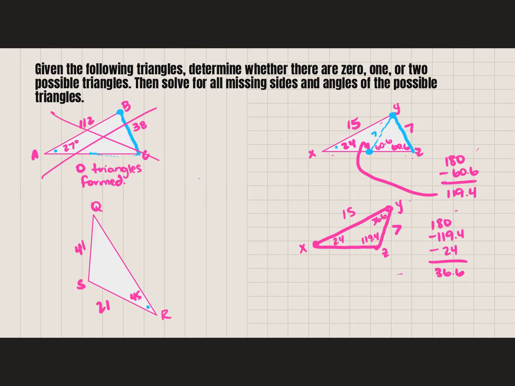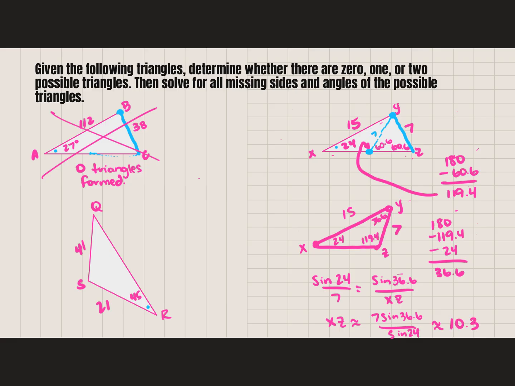And then I can do my law of sines again. So sine 24 over 7 equals sine 36.6, again, being careful to make sure to use unrounded values throughout this problem, over my missing side xz. So xz in this case would be 7 times sine of 36.6 divided by sine of 24, which would be approximately 10.3 rounded to 3 significant figures.